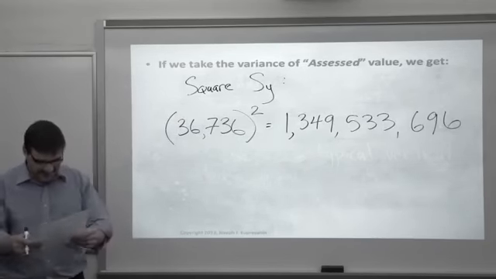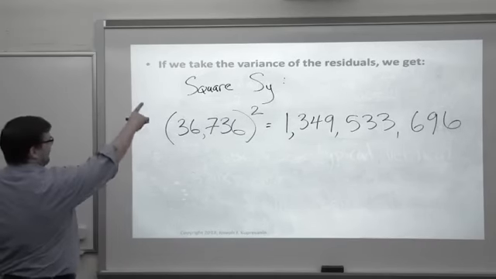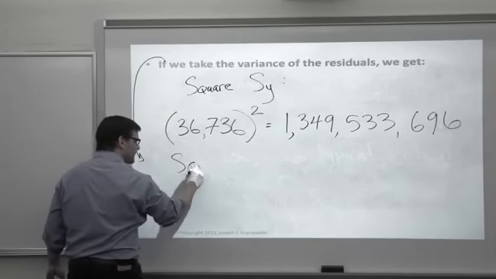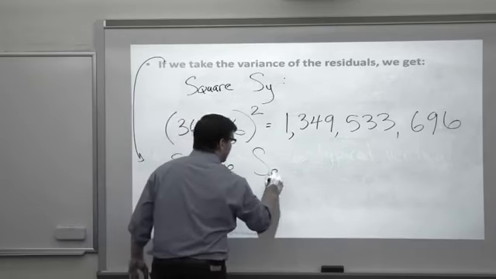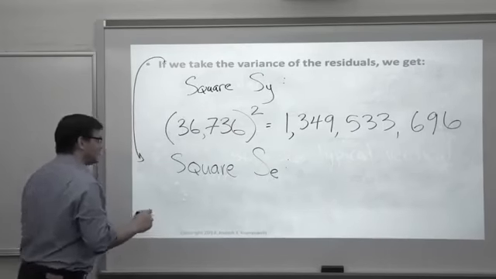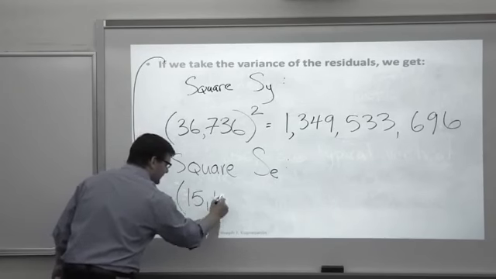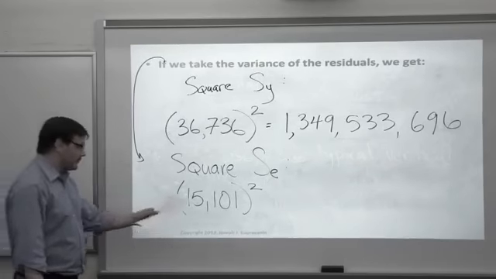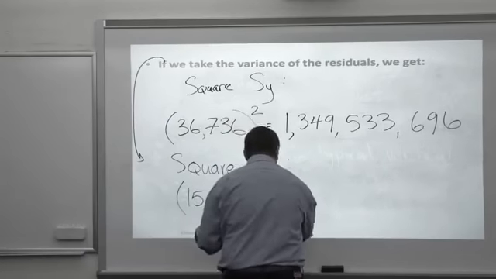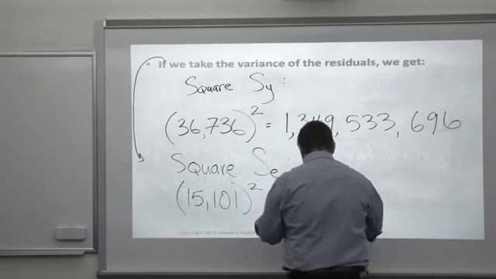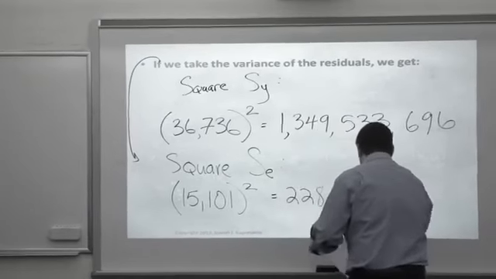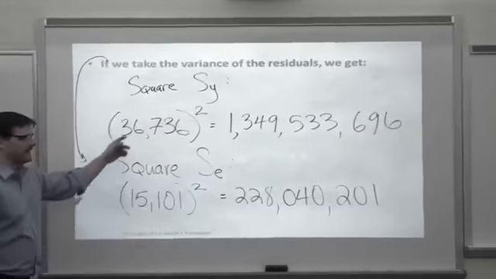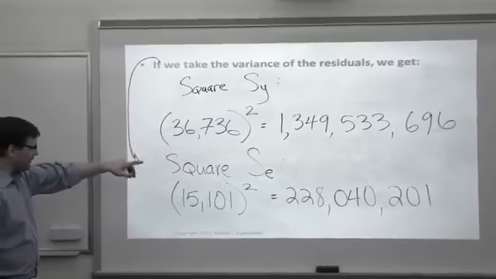We're going to do the other one now, down at the bottom of the page. If we take the variance of the residuals, what the heck do we get? So leave that one there. I will square S sub E. S sub E was the 15,101 number. That gets squared. It's going to be a big number again. This one looks like 40,201. Very technical video. We do need to get through it.